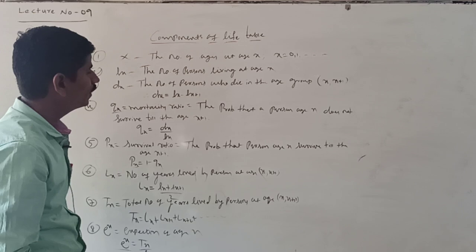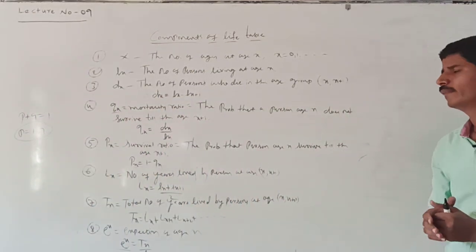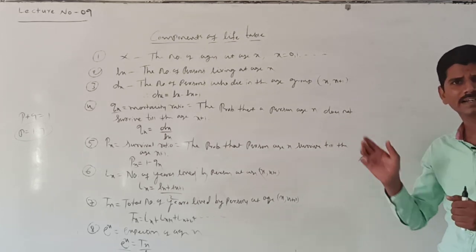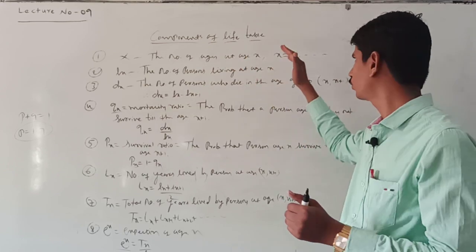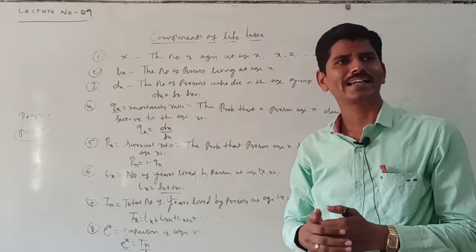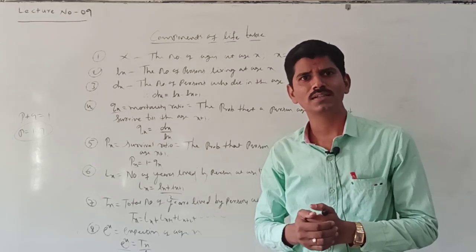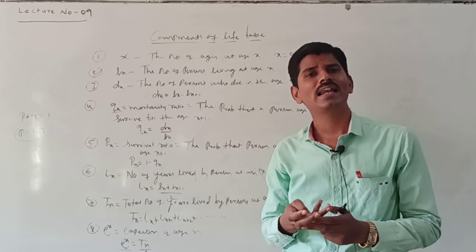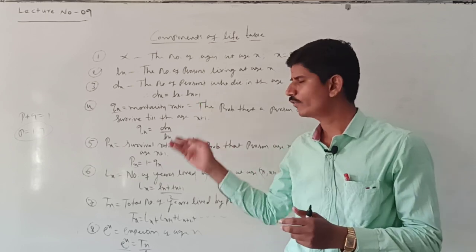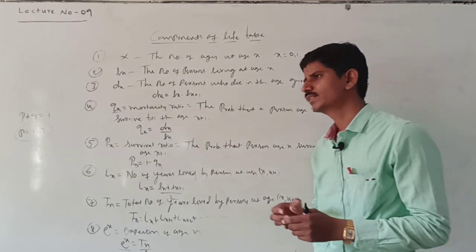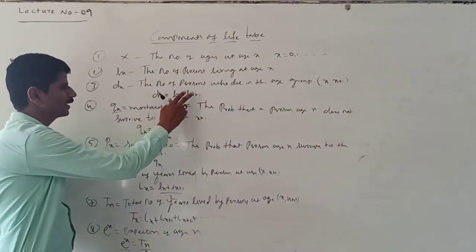Okay. These are the components of life table. There are totally 8 components. First component is x, that indicates the age group, that is x value 0, 1, up to so on. And second one is small lx, the number of persons living at age x. Initially the lx value is 1 lakh. And third one is small dx, the number of persons who die in the age group x to x plus 1. Then it can be calculated as dx equal to lx minus lx plus 1.